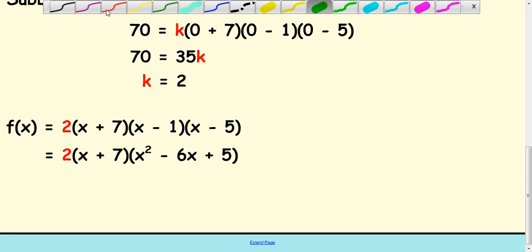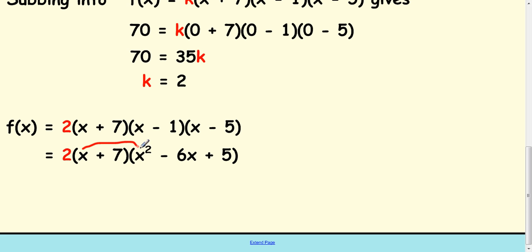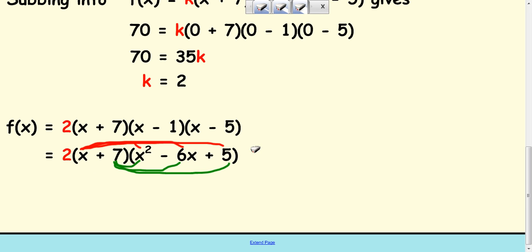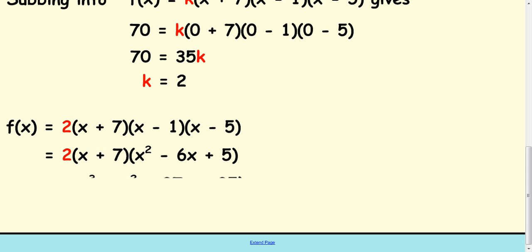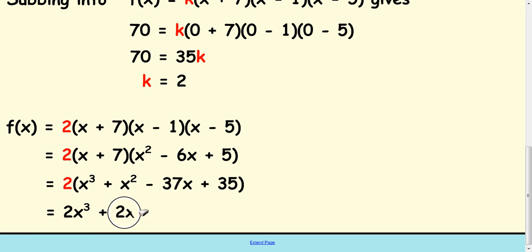The next thing you want to do is multiply the x by the x squared, the x by the negative 6x, and then the x by the 5, and then multiply the 7 by the x squared, the 7 by the minus 6x, and the 7 by the 5. You'll get 6 terms, and then tidy all that up. So what that tidies up to is this, and then we multiply it all through by 2 to get your final answer. 2x cubed plus 2x squared minus 74x plus 70.